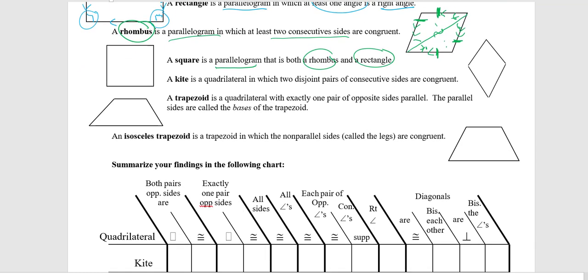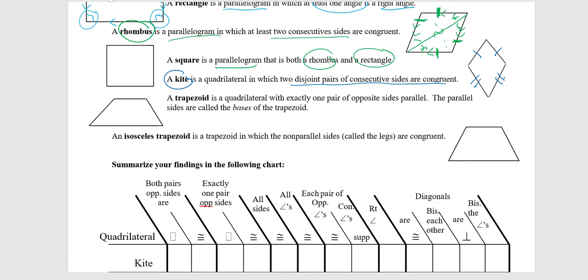A kite is another quadrilateral, and a kite has two disjoint pairs of consecutive sides congruent. So what it means is that these consecutive sides are congruent to each other, and these consecutive sides are congruent to each other, which makes it a kite.